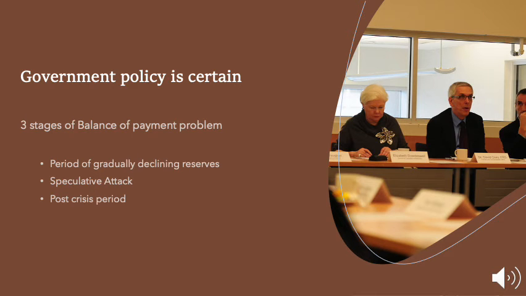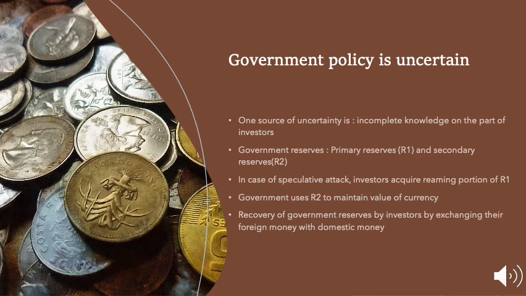But what would happen if the government policies are uncertain? In this case study, there is only one source of uncertainty explained by the author, that is the incomplete knowledge of the investors. What incomplete knowledge? The incomplete knowledge of the investors about how much of its reserves the government is willing to use to defend the exchange rate.